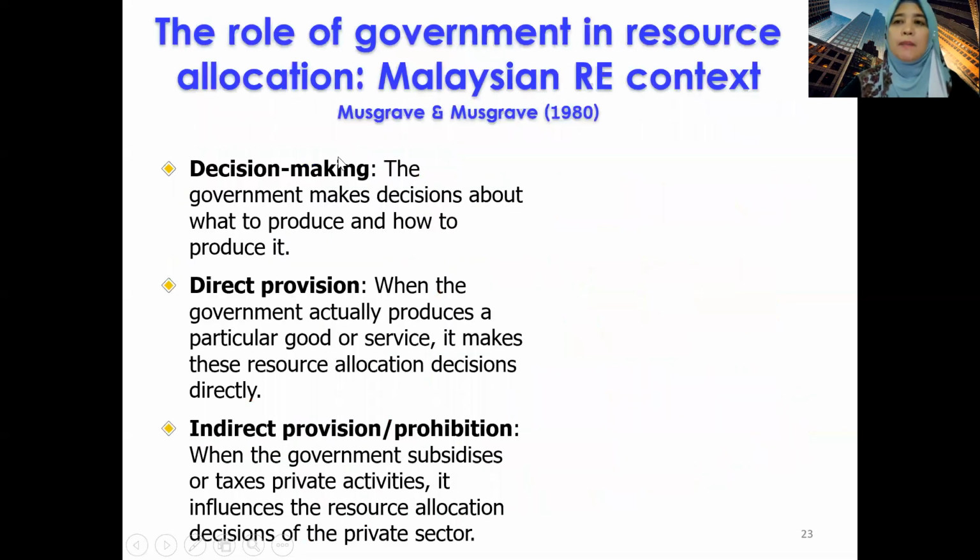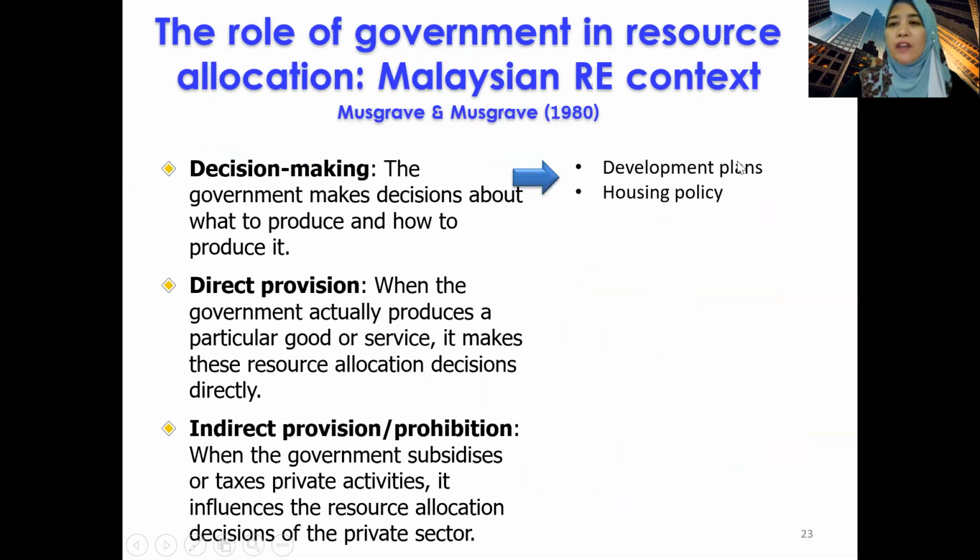Okay, so remember I told you before in slide number 3, whereby Musgrave and Musgrave said there are 3 roles of the government in resource allocation, which are decision making, direct provision, and indirect provision or prohibition of certain activities. So in decision making, these are some examples.